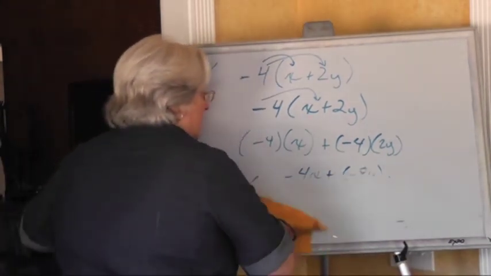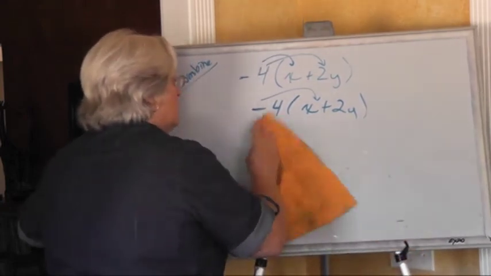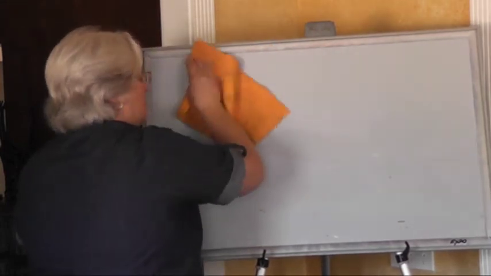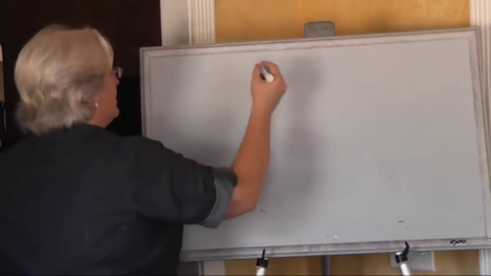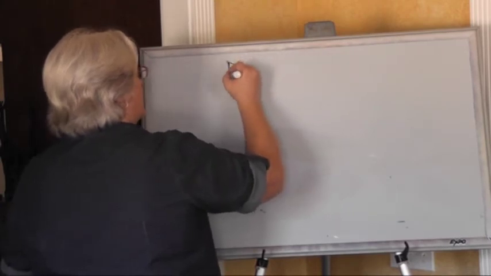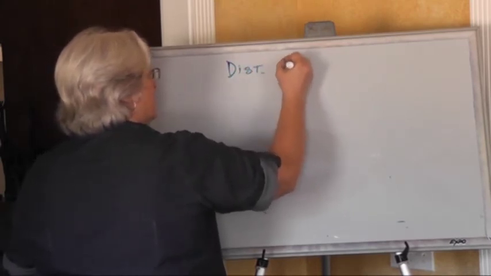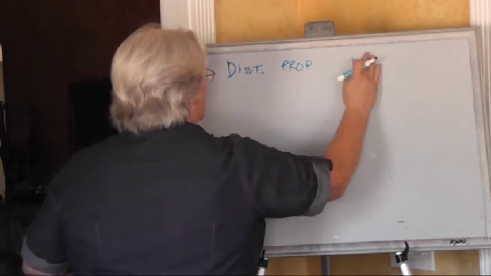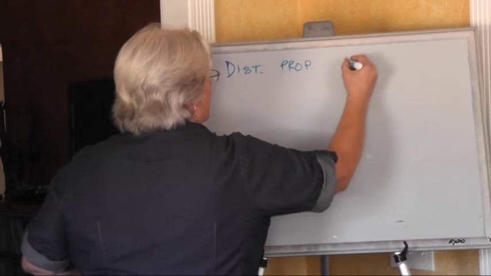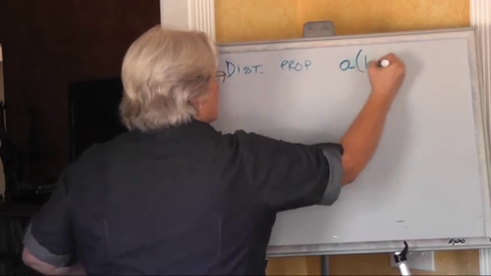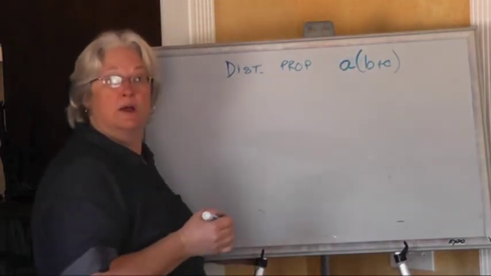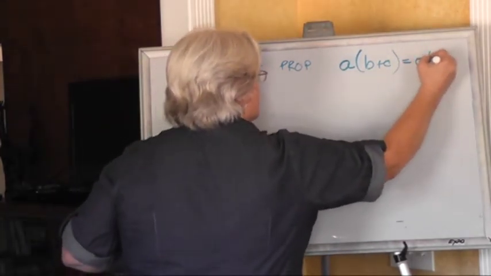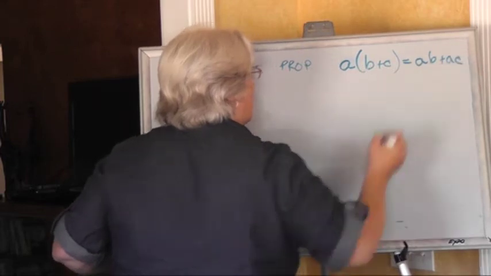So I told you what the distributive property is, gave you examples of it. Let me show you the algebraic expression of the distributive property. This is the distributive property of multiplication over addition. That says if you have a general expression that takes the form a times the quantity b plus c, that's the same as a times b plus a times c.